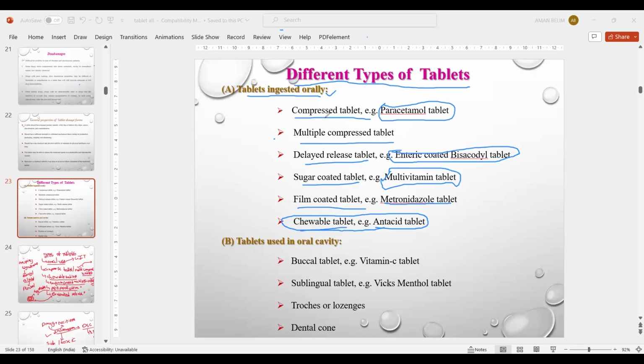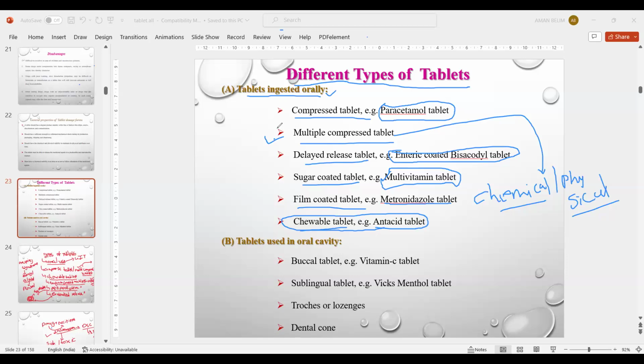Now, what is the importance of each? The multi-compressed tablets are prepared to separate chemically or physically incompatible drugs, to give them in a single tablet. The APIs which are physically or chemically incompatible, for them we prepare the multi-compressed tablet. So this can be asked as an MCQ: why do we prepare a multi-compressed tablet, what is the motive behind it, right?